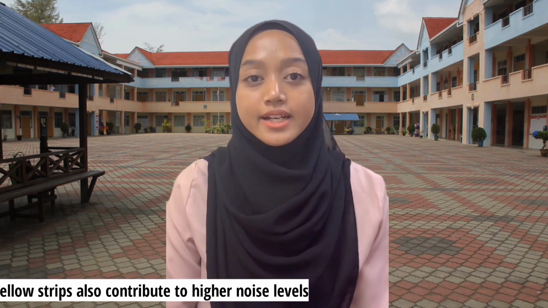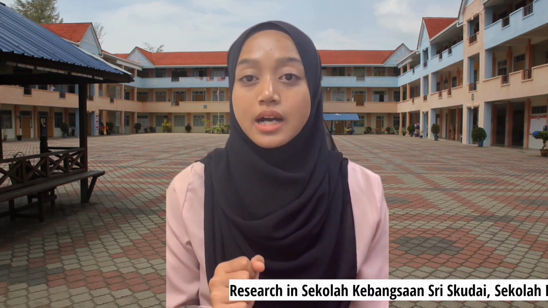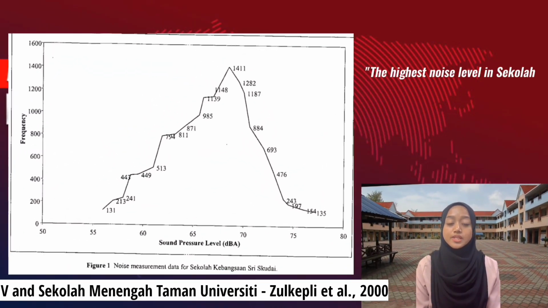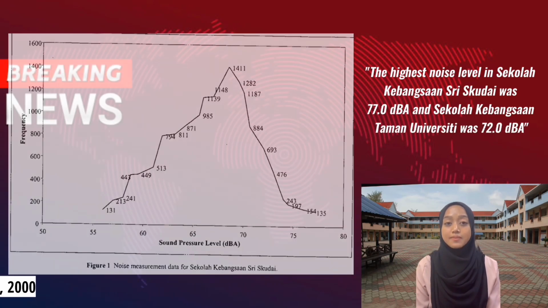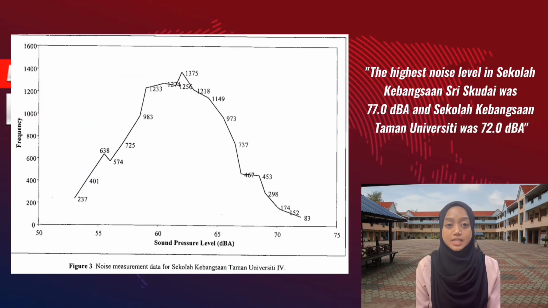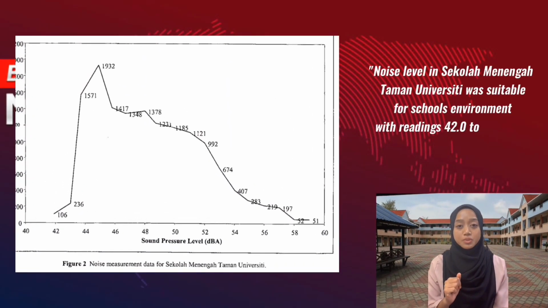Next, a research done by Zulkifli et al. in 2000 in Sekolah Kebangsaan Seri Kudai, Sekolah Kebangsaan Taman Universiti and Sekolah Menengah Taman Universiti. Those schools are located in residential areas. The highest noise level was found in Sekolah Kebangsaan Seri Kudai with 77 decibel A, followed by Sekolah Kebangsaan Taman Universiti with 72 decibel A. Sekolah Kebangsaan Seri Kudai has poor noise quality because it is located near a highway and shop houses. So, from the data shown, we could see that the noise level in Sekolah Menengah Taman Universiti was found to be suitable for a school environment, with readings ranging from 42 to 59 decibel A.